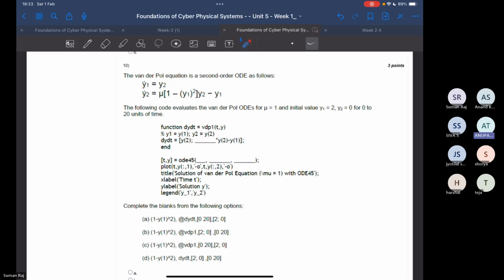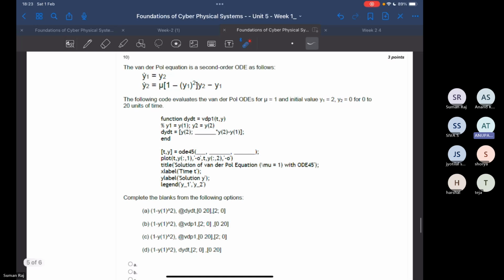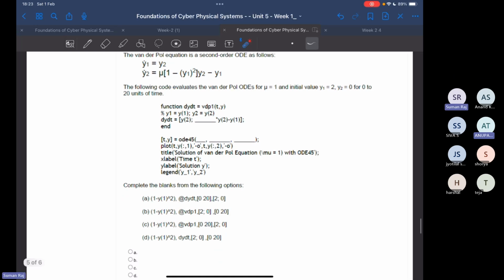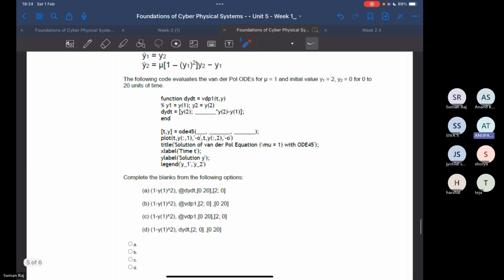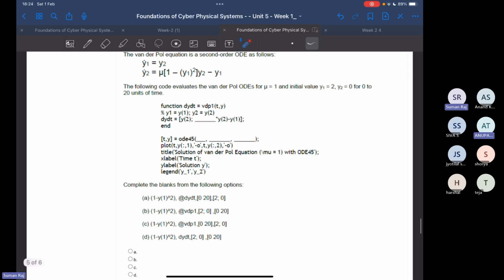And in the answer, what is at the rate vdp? At the rate vdp, so vdp is actually the name of your function. No, see, at the rate, I have never come across this term anywhere.